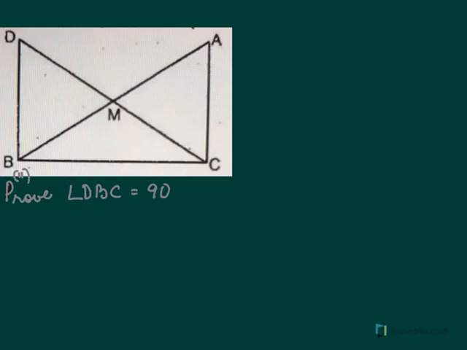So the second thing we need to prove is that DBC is 90. If you remember, in the first part we showed that DB was parallel to AC. So we'll just write that out. We already proved that BD is parallel to AC, proved earlier.